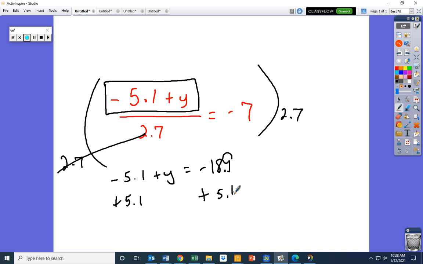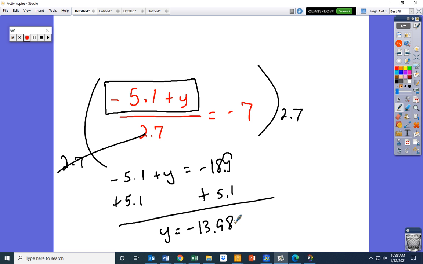Plus 5.1 here. Now, this is where it comes in handy to use that negative key with your calculator, okay? Because negative 18.9, I don't want to think about all these negative things. So if I put negative 18.9 plus 5.1, what did you get? Negative 13.8. So negative y equals negative 13.8. Okay? Does that make sense what we did there?